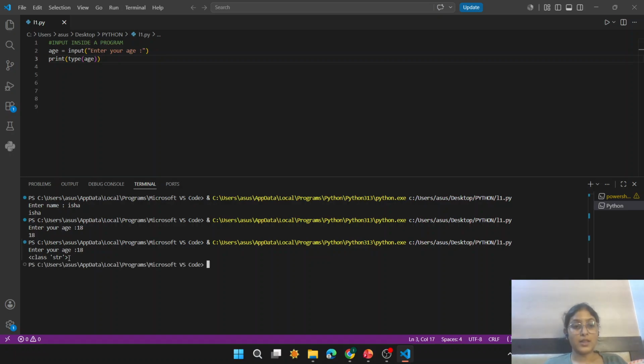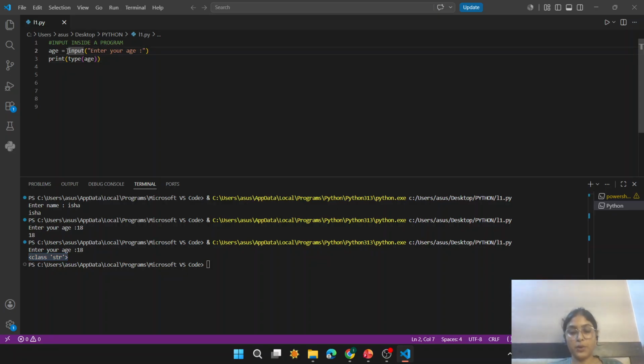18. It is a string. That's surprising, right? But this is the concept of the input function, that whenever we are using an input function, it automatically takes it as a string only. But what if you want it as a number? Then what to do? So we will use typecasting here.